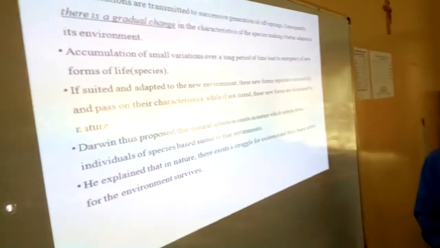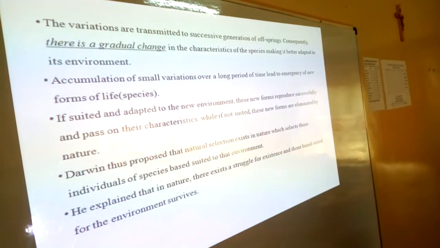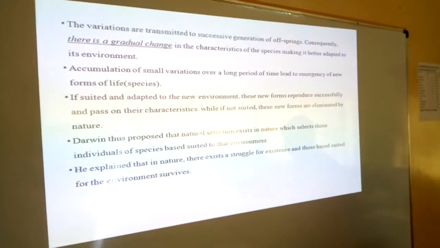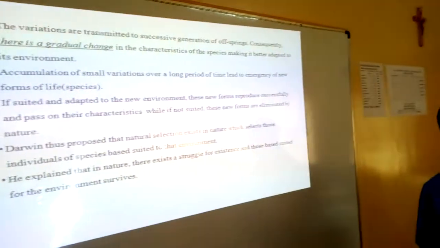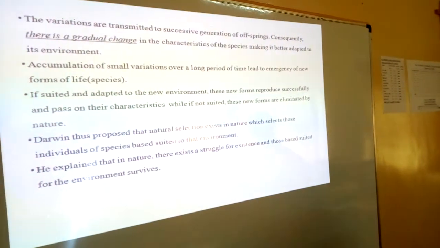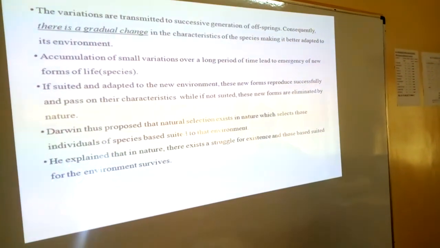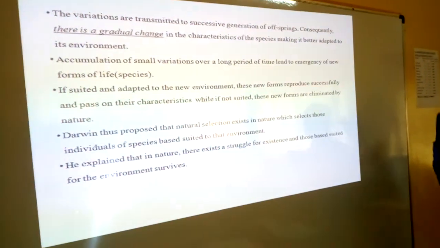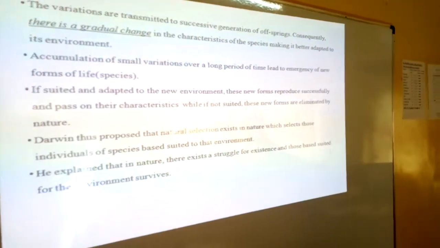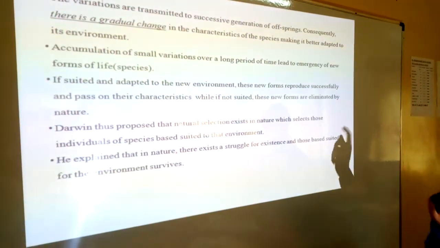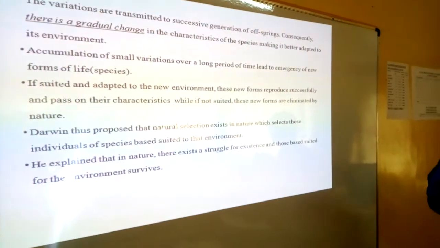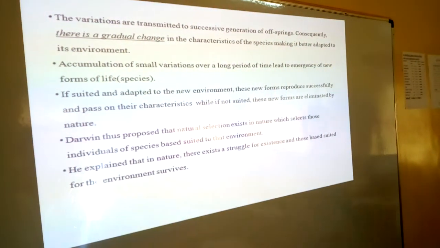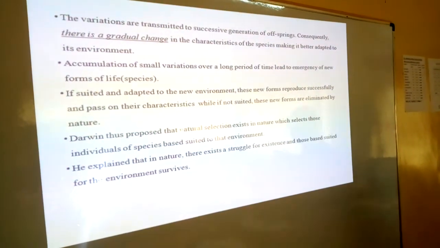Accumulation of small variations means that these small variations accumulated over a long period of time lead to emergence of new forms of life. These organisms look very different from the original form, or from the ancestors. If suited and adapted to the new environment, these new forms reproduce successfully and pass on their characteristics. If not well suited, the new forms of organisms that have been born are eliminated by nature.